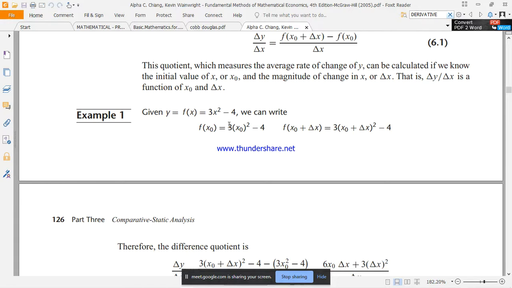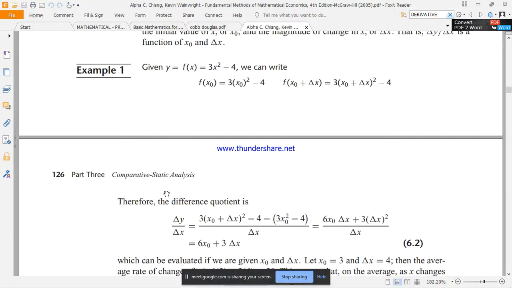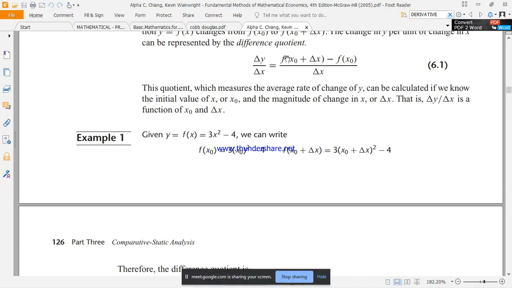So we're going to say it is equal to 3 open brackets x naught squared less 4, which is going back to the function. Going back to the function, we are saying change in y due to change in x. So this will be the function of x naught plus the change in x, which is 3 open brackets x naught plus the change in x squared minus 4. Therefore the difference quotient will be, if we open the brackets and apply this minus the initial function, divided by the change in x.